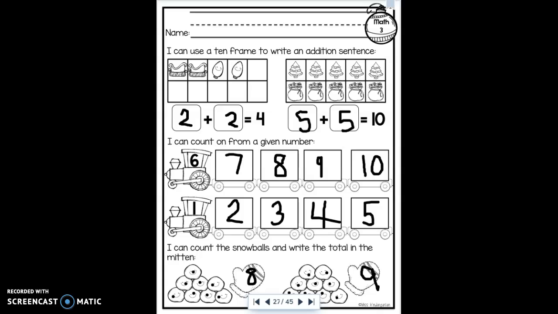Good work, guys. You can put your morning work away and move on to your Bible work. Good job.